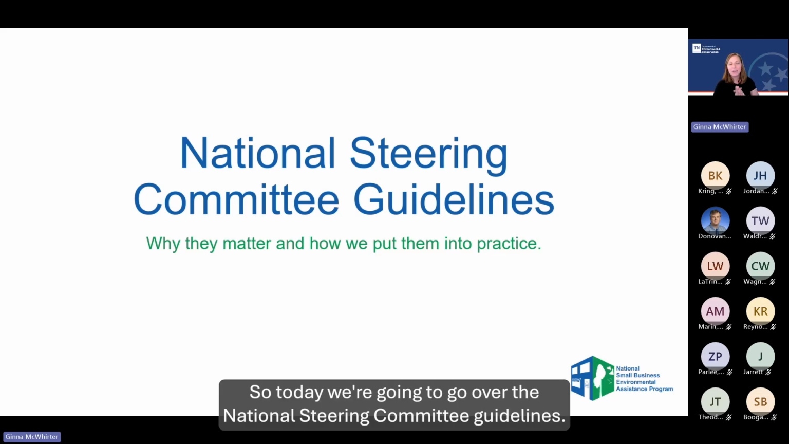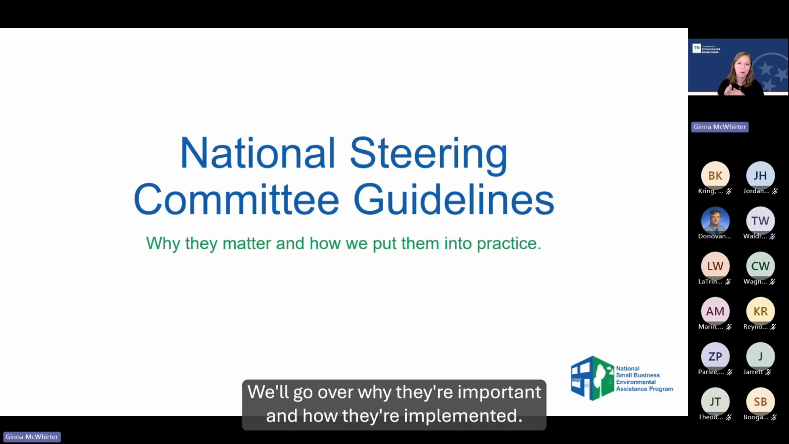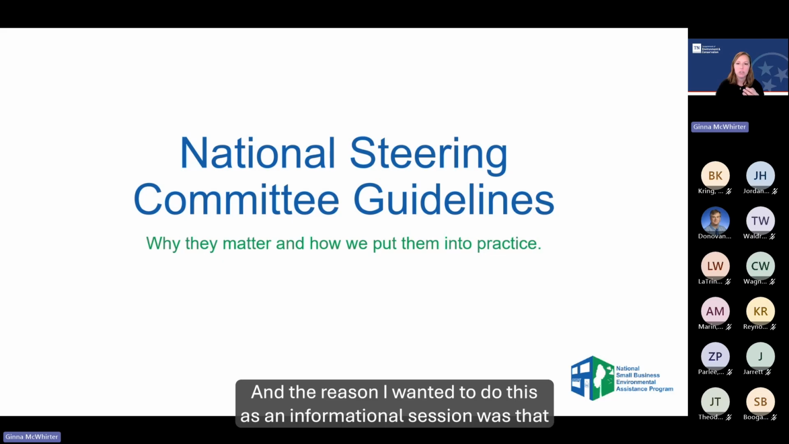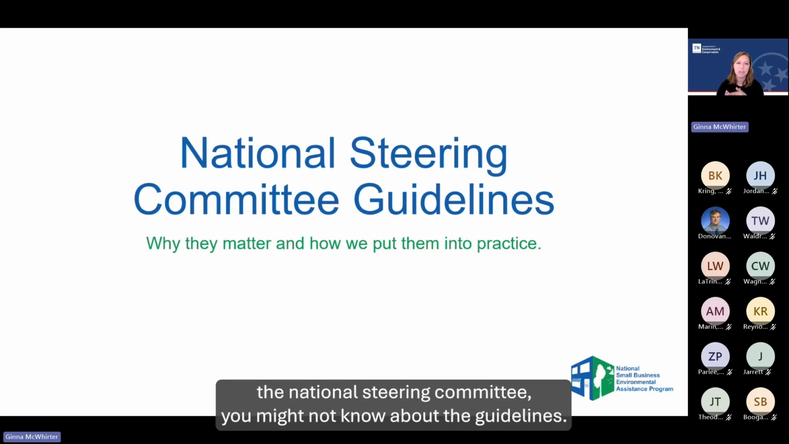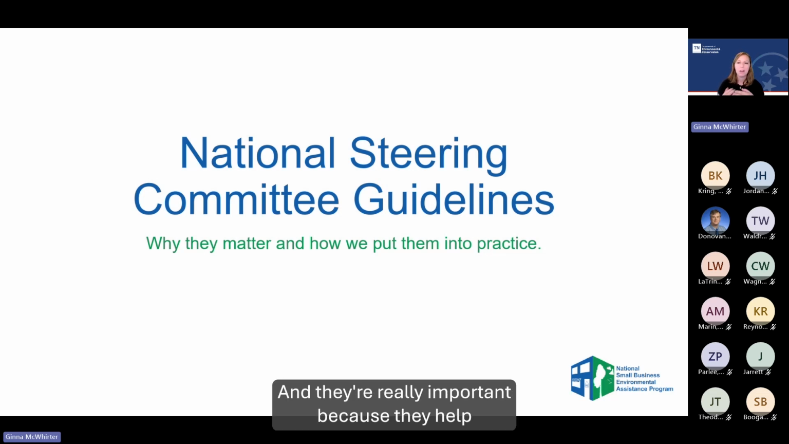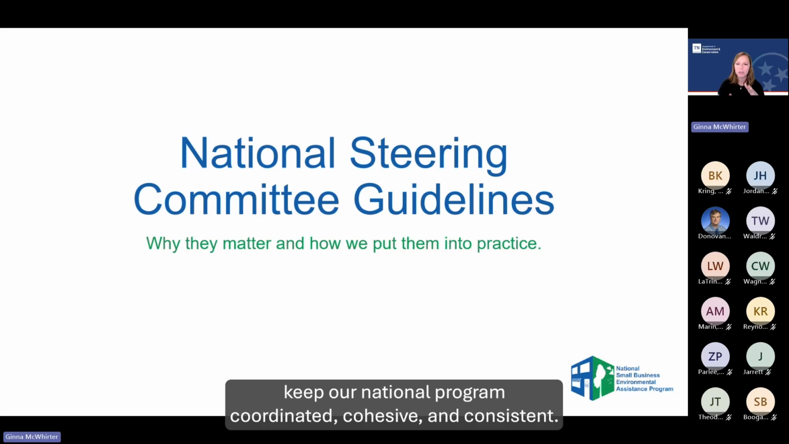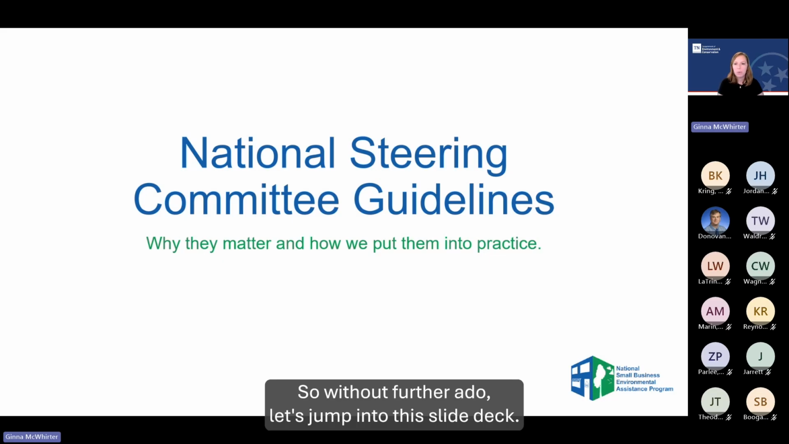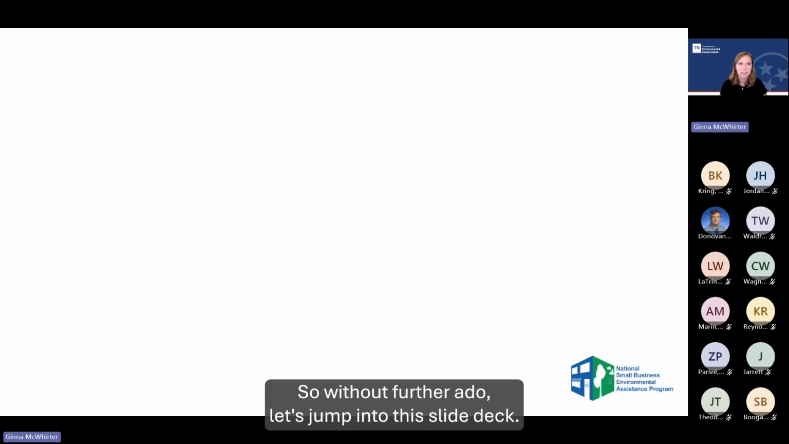So today we're going to go over the National Steering Committee guidelines. We'll go over why they're important and how they're implemented. And the reason I wanted to do this as an informational session was that unless you're serving on the National Steering Committee, you might not know about the guidelines. And they're really important because they help keep our national program coordinated, cohesive, and consistent. So without further ado, let's jump into this slide deck.